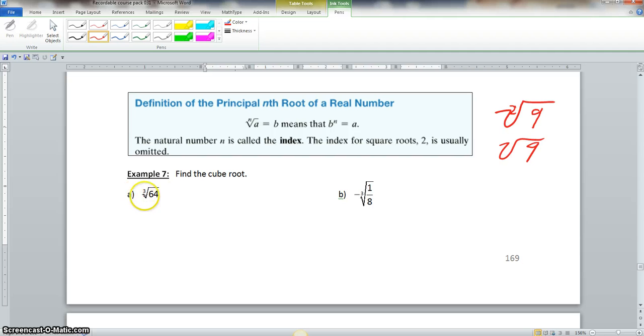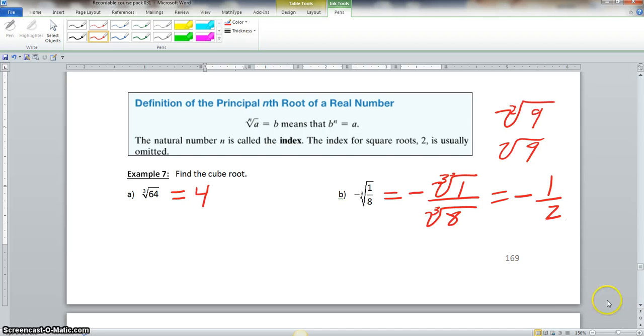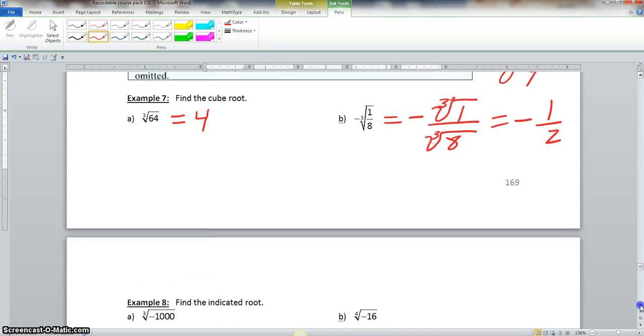Now, it says here the cube root of 64. We need to find 3 numbers multiplied together that will give you 64. And that number is 4. Now we have B, the negative cube root of 1/8. So it'll be a negative, it'll be the cube root of 1 all over the cube root of 8. So it'll be negative, the cube root of 1 is 1, the cube root of 8 is 2. So it'll be a negative 1/2.